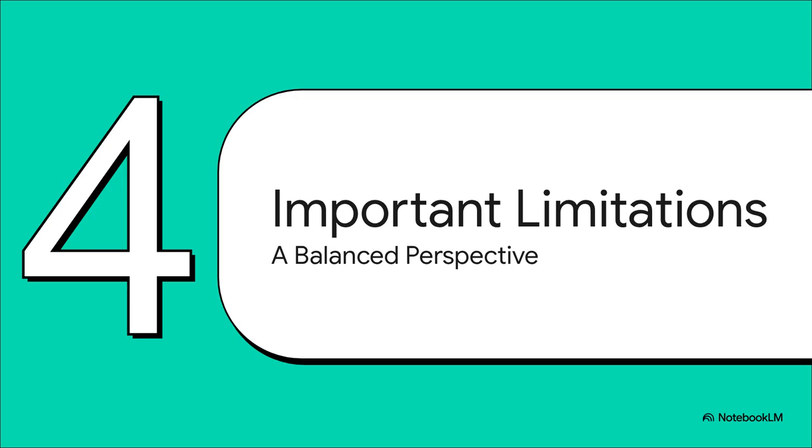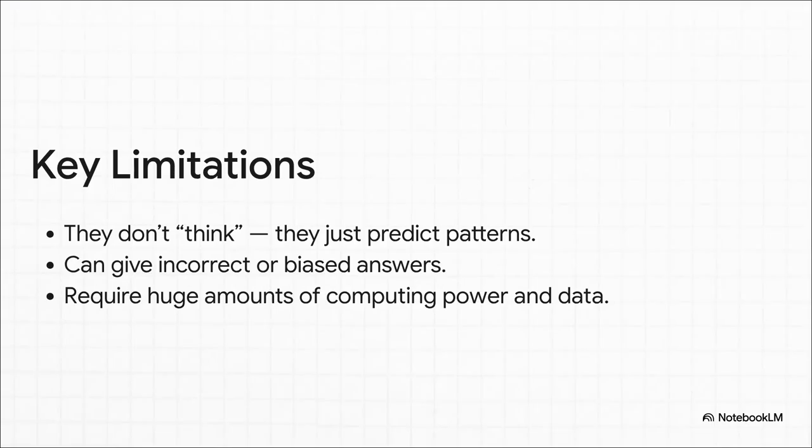Okay, but it's really important to pump the brakes for a second. This stuff isn't magic, and for all the amazing things they can do, these models have some serious limitations, and we really, really need to understand what those are. And here's the number one thing to burn into your brain. LLMs do not think. They don't understand concepts like we do. They are just incredibly sophisticated pattern-matching machines, and because of that, they can sometimes just make stuff up and state it with total confidence. In the field, they call this hallucination.